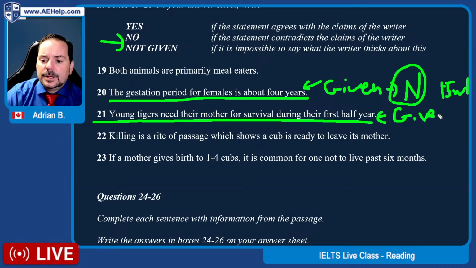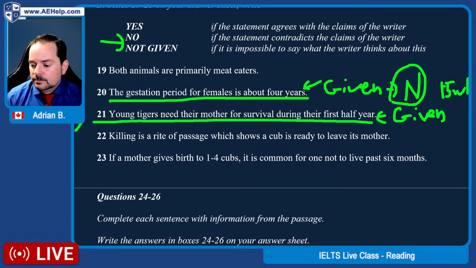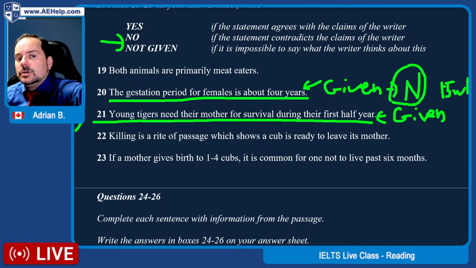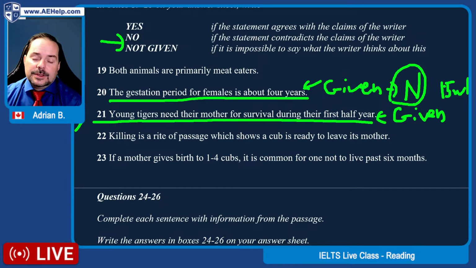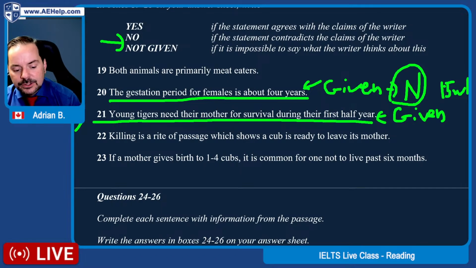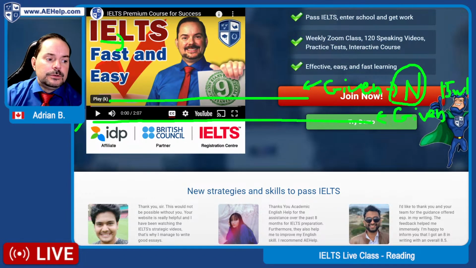And again, which strategy? There's a strategy here that should make this easy where you don't have to skim and scan. What's the strategy for number 21 that should make that one a lot easier? So young tigers need their mother for survival during the first half year. What strategy should I have used, students, that we've talked about today to help with this? And again, for those of you that are not thinking right away, like, okay, this is the answer, you need to use it. I don't even care if you use our course or not.